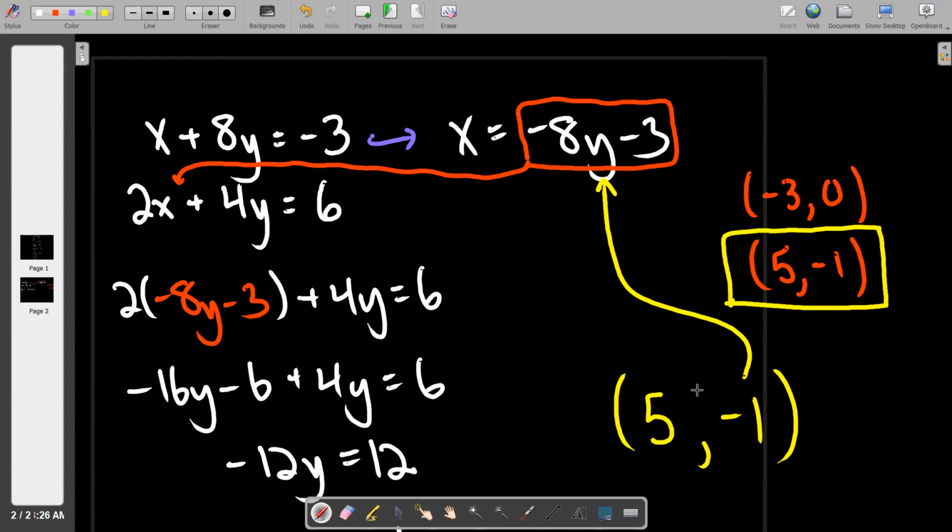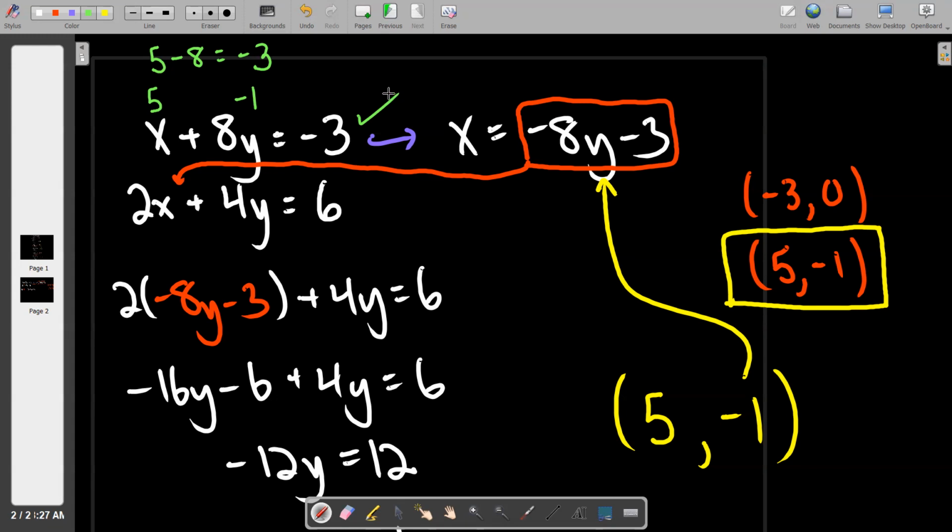You ready for this? If we claim that the answer is 5, -1, then I should be able to put a 5 right in place of that x and a -1 right in place of that y, and the equation should check out. You see that? So if I put 5 in place of x and -1 in place of y, it'll say 5 plus 8 times -1. And does 5 minus 8 equal -3? It does. So I'm going to put a check mark next to that. But that only means that the point is on one line. That's not good enough. I need to do it again.